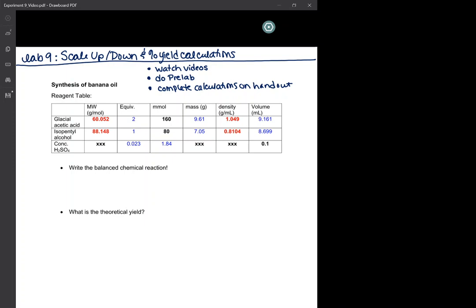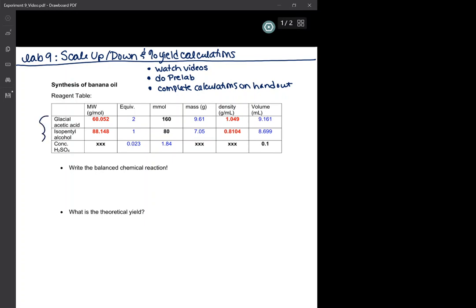Okay, so during the last experiment, the reaction was the synthesis of banana oil, and you were introduced to reagent tables. And this can really help you prepare, get ready to come into lab and be ready to set up a reaction because you'll have all the information you need in front of you. So it helps you keep organized. So just to review here, this is a reagent table for the synthesis of banana oil.